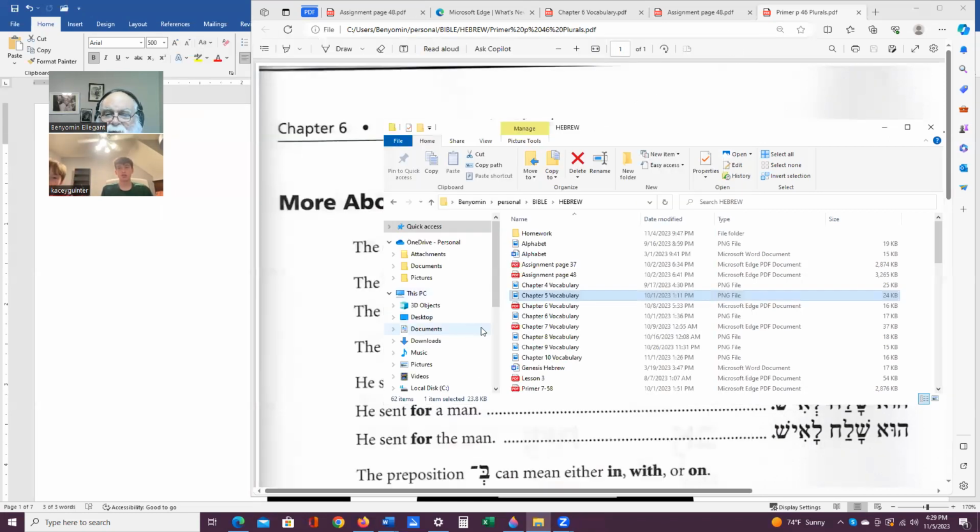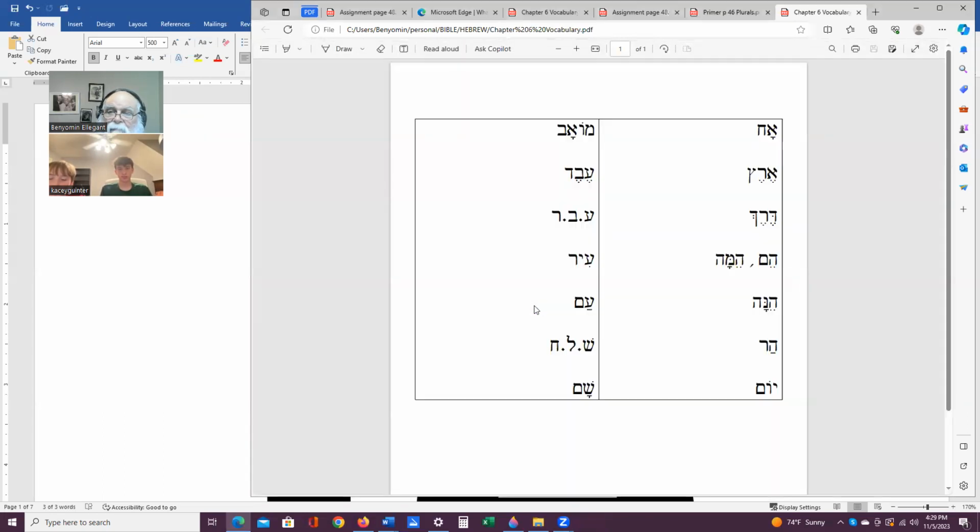Okay. Let's look at vocabulary chapter 6. Cooper. Ach. Isn't that like brother? Very good. Eretz, land. Very good. Derech. Wait, it's direct. Derech.